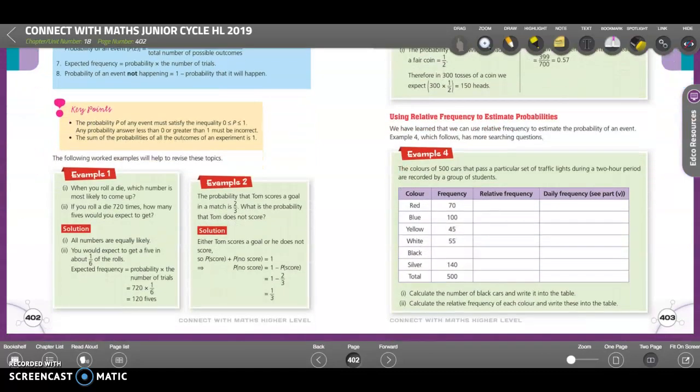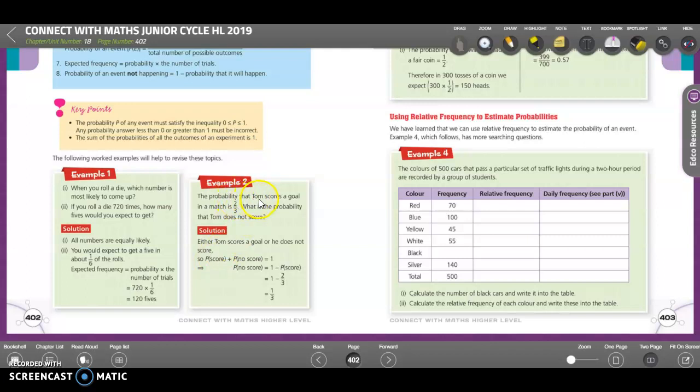So just down here, when you roll a die, what number is most likely to come up? They're all equally likely on a fair die, so it's a 1 in 6 chance of each outcome. If you roll a die 720 times, how many 5s would you expect to get? Well, you would expect it to land on a 5 1 in 6 times. So 1/6 multiplied by 720 is, you would expect 120 5s. So you can use probabilities to make predictions about the future.